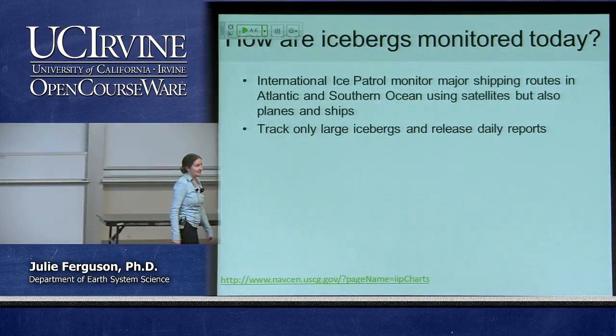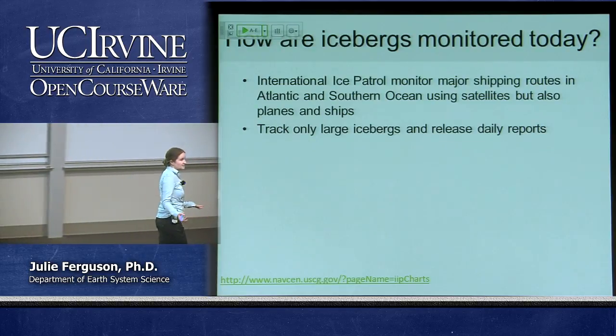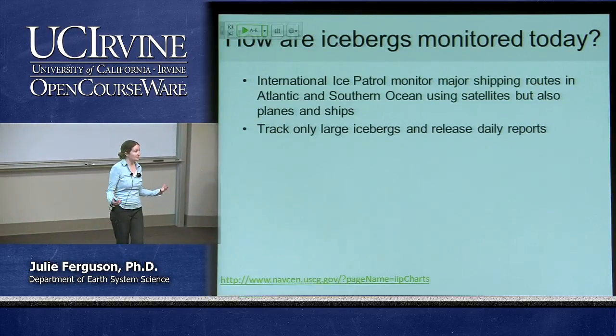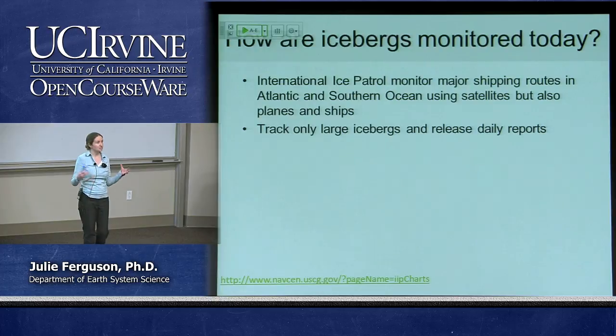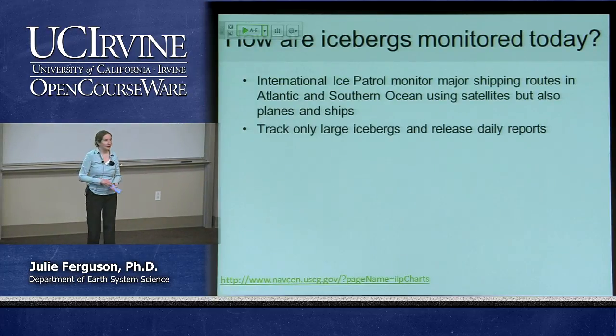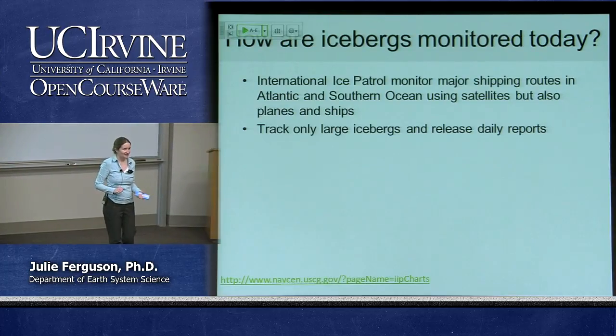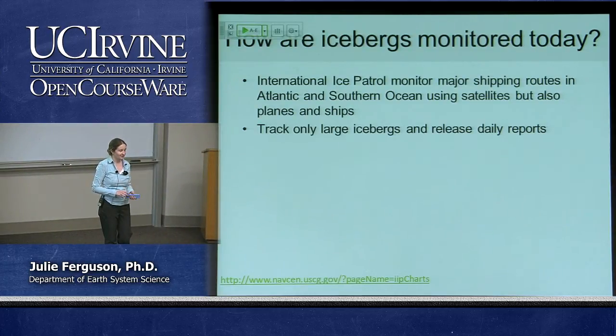And so we do actually have an international organization that does ice patrol. It tracks where these big icebergs are, not little ones, but it tracks the big ones, and it puts out reports, and you can go there and you can see how many icebergs we have floating off the coast right now and where you should be careful, okay?